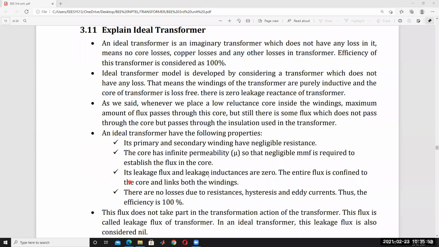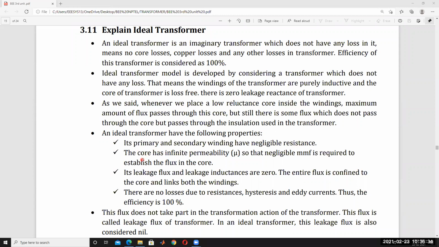So these are the main important concepts of an ideal transformer. The primary and secondary windings have negligible resistance. Practically, any winding has some internal resistance, whether primary or secondary. Resistance is proportional to length, so if the winding length increases, resistance increases. A practical transformer has some winding resistance, but ideally the primary and secondary windings have negligible resistance. For an ideal transformer, we do not consider the resistance of the winding.